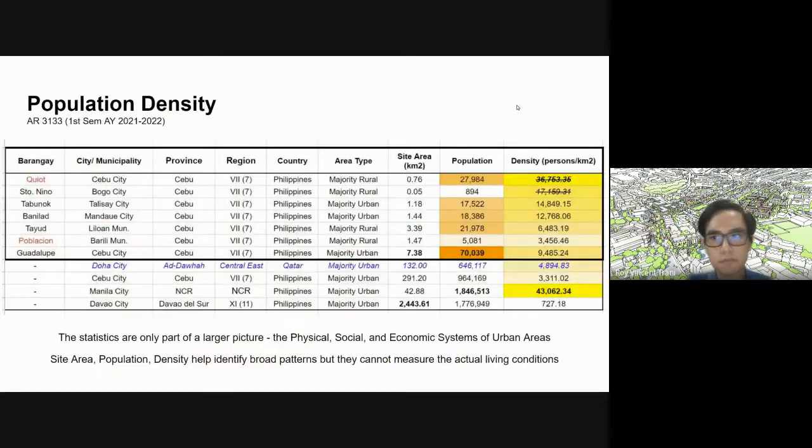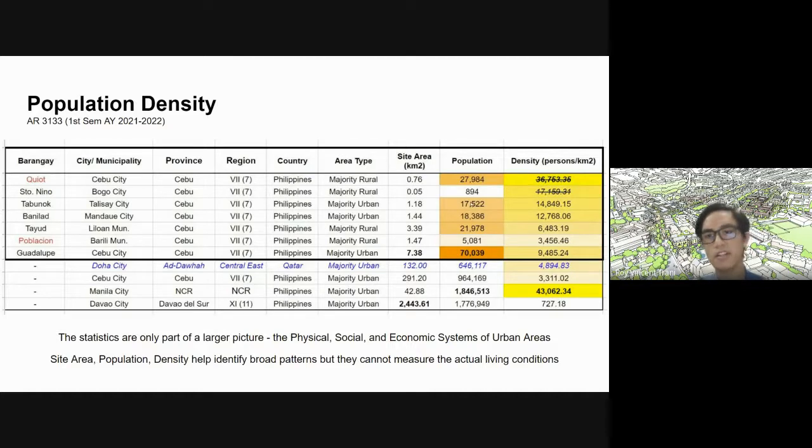to society. So over here, last time we talked about how numbers are only part of the larger picture, and they help identify some patterns, but not all. So, as we talked about last meeting, Kyoto having a population of 27,000 at a very small site of 0.76. And if we use a simple density equation, it won't work because the numbers don't add up.